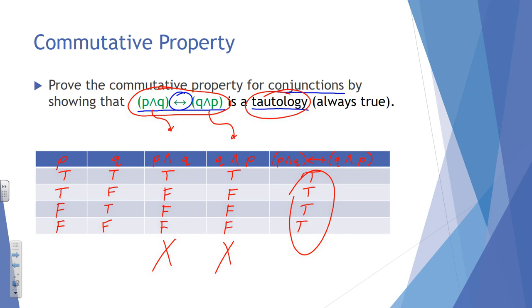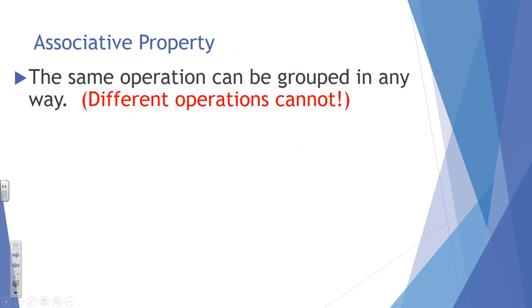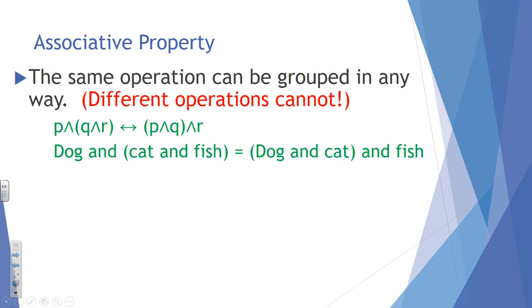The commutative property for disjunctions would be done in a similar way, and that will be left for part of your assignment. Our second property is the associative property. That is to say, you can group an operation in any order and it doesn't matter. So for conjunctions, this means that (P and Q) and R is the same as P and (Q and R). The left side of our biconditional groups the Q and R. The right side of our biconditional groups the P and Q.